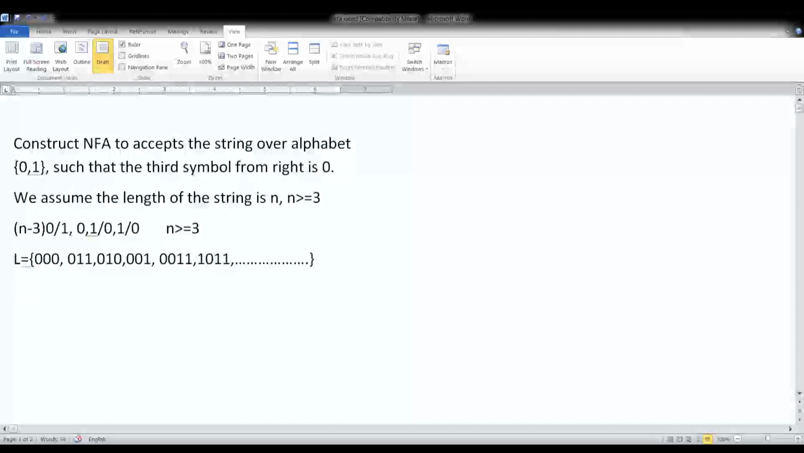Once you understand what the language accepted by this NFA is, it will help you to design the NFA. When we design the NFA, usually we start with the smallest string accepted by it. As you can see, the smallest accepted string is of length 3. So when we design any finite automata, we start with that basic case, and then we add the rest of the transitions. Now let us move to the solution.